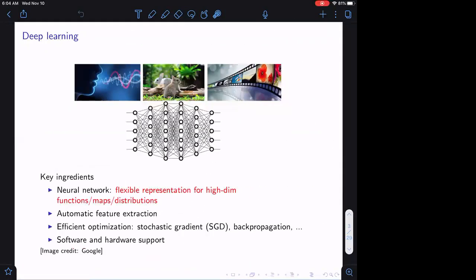Now, what we're trying to do is use deep learning to help us solve inverse problems. I think by now everyone's familiar with deep learning, so I don't need to say too much. But from the mathematical point of view, the main reason why deep neural networks are very attractive is that they provide a very flexible way to represent high-dimensional functions, maps, and distributions. So here we're going to use it to represent the high-dimensional inverse map.